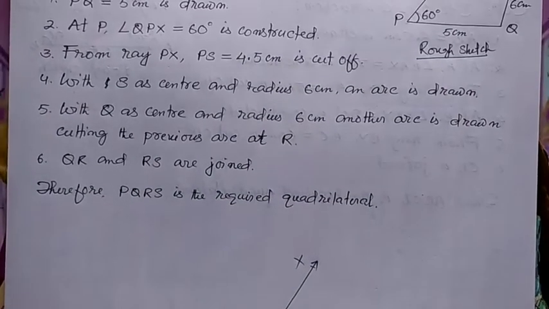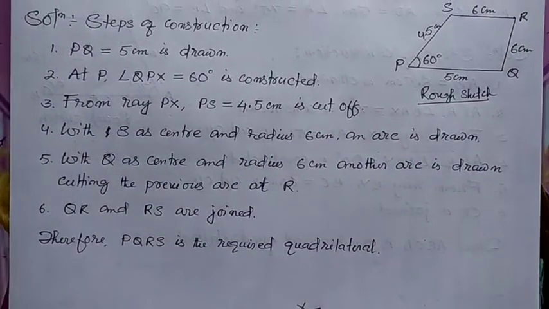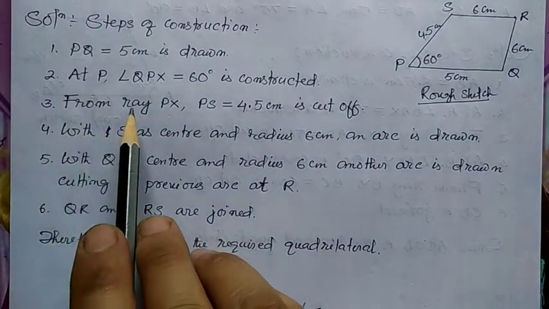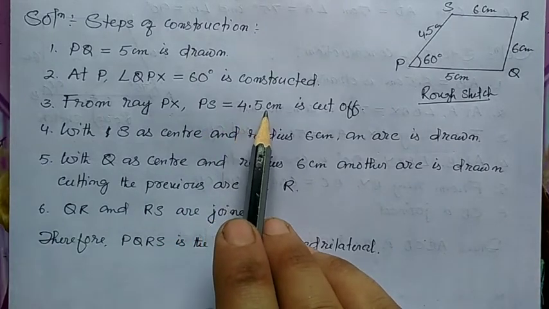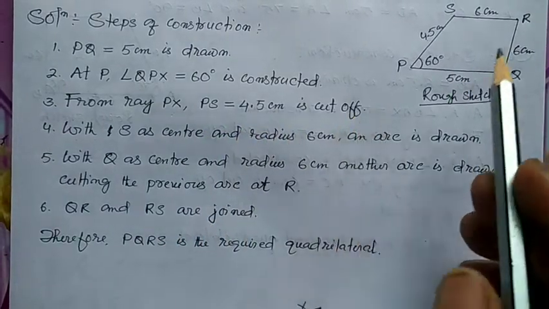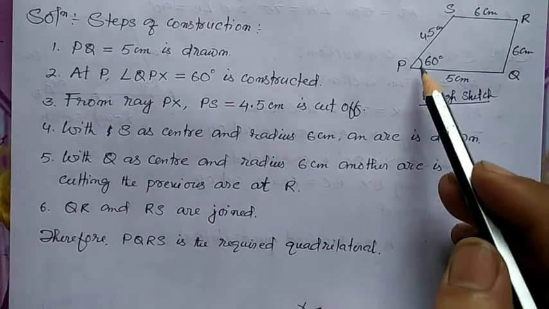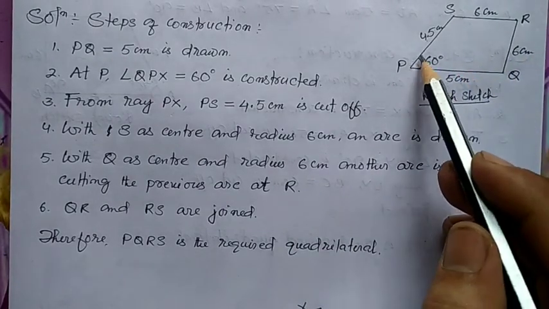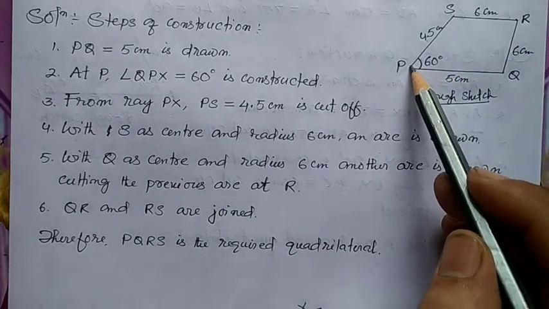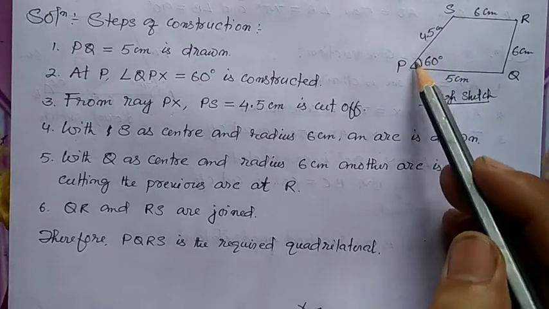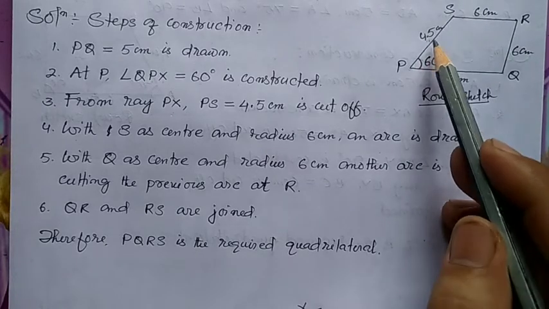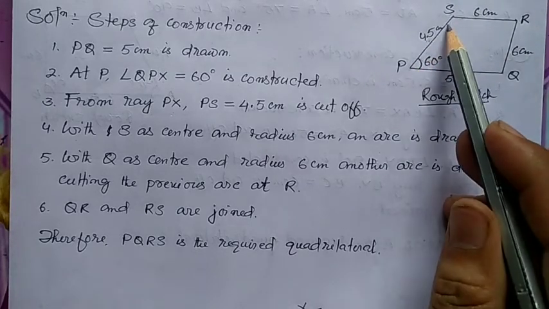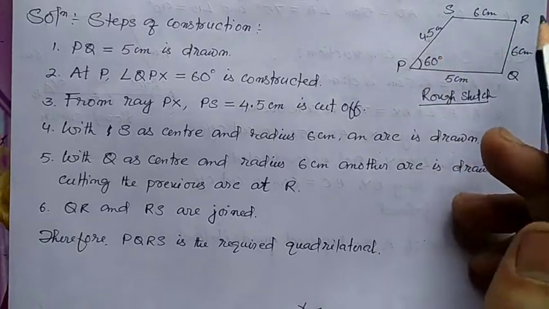The next, step number 3. From ray PX, PS is equal to 4.5 centimeter is cut off. If you look at the rough sketch, we have drawn PQ, we have constructed this angle P. Now let's try to get PS. And you can see the length of PS is 4.5. So now we'll try to get this PS, whose length is 4.5.